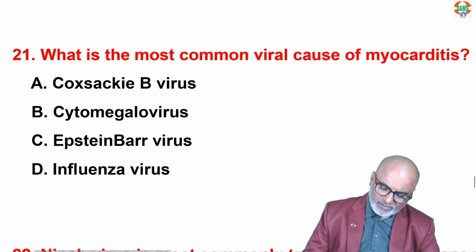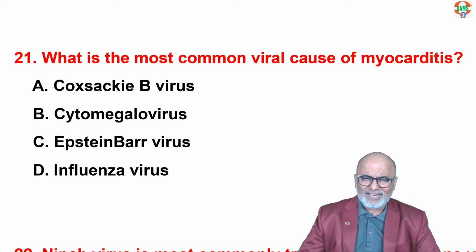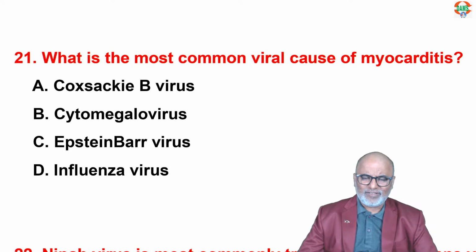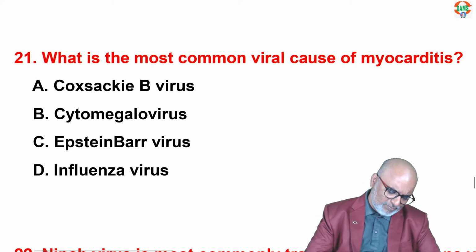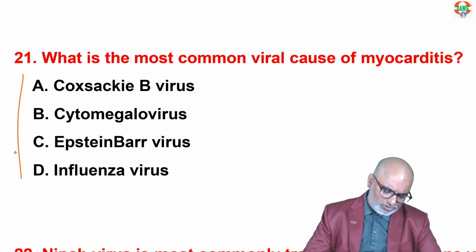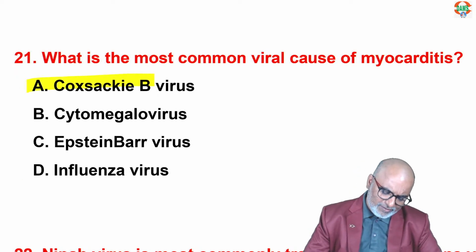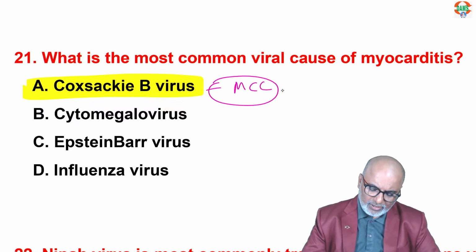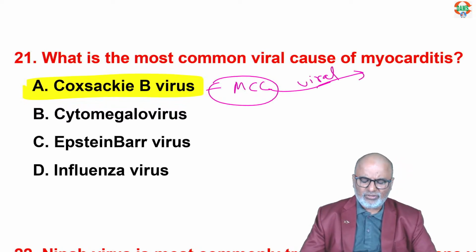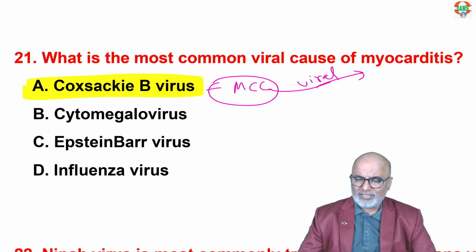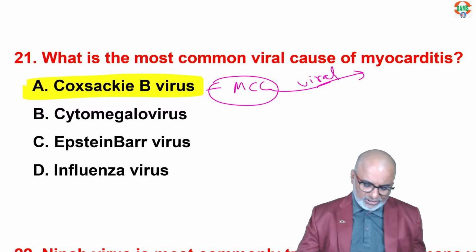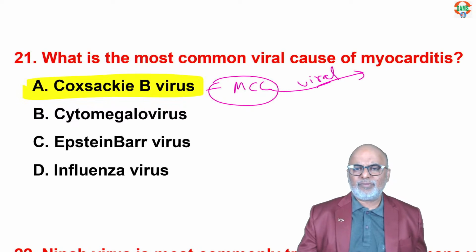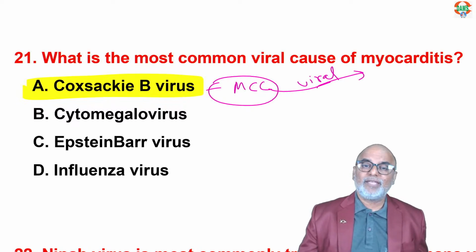Next is, what is the most common viral cause of myocarditis? Wherever there is myocarditis, always remember the most common cause. All these viruses cause myocarditis to a certain extent, but the most common cause is Coxsackie B virus. Bacterial myocarditis is also caused by many organisms, like Legionella and Corynebacterium diphtheriae. Most common cause of viral myocarditis is Coxsackie B virus.